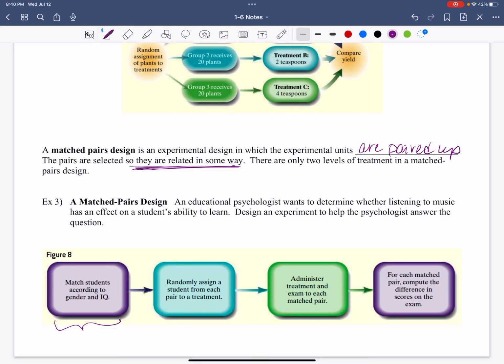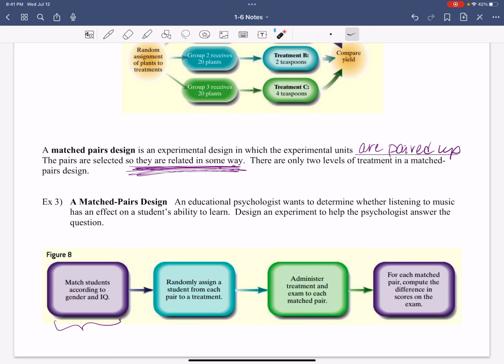Whenever you match your students up, you want to get them related in some way, so that I take out all the extra factors, if at all possible, and can focus on the music aspect, because that's what he really wants to know: does listening to music affect the ability to learn? I don't want any extra factors there, so I try to match them up so I don't have that. Then you randomly assign a student from each pair to a treatment, and then you administer the treatment.